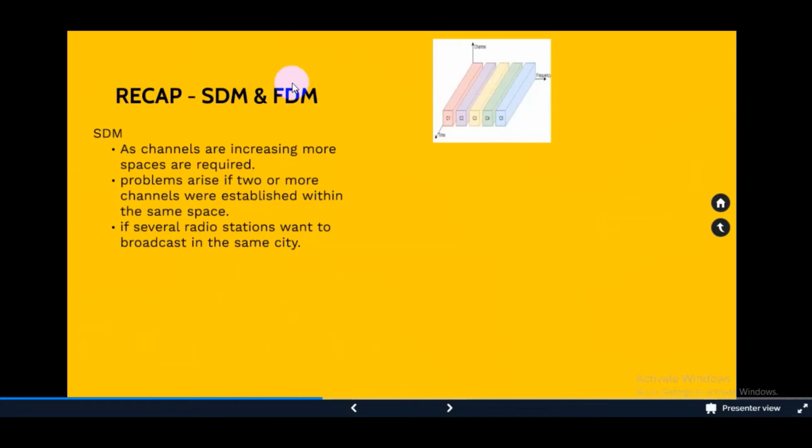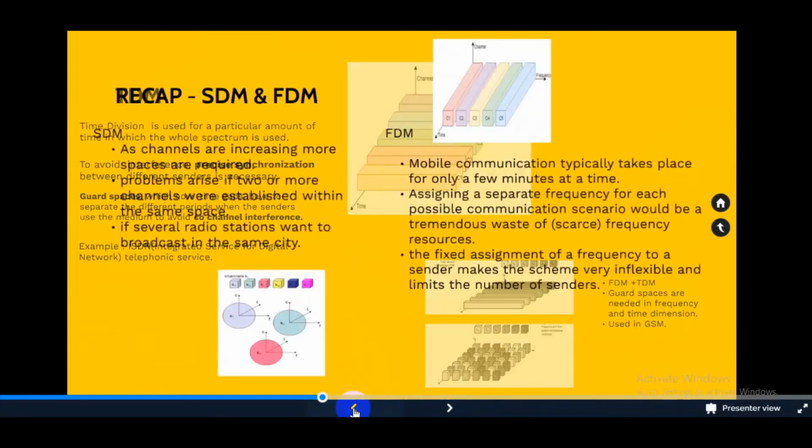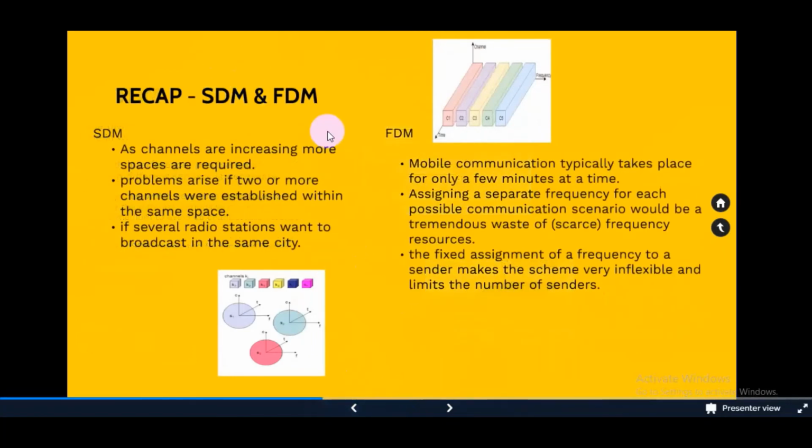The next topic that we would be discussing is time division multiplexing. But before time division multiplexing, a quick recap of the points of SDM and FDM. After a brief discussion of spatial division multiplexing, space division multiplexing, we saw that space has to be allocated for each individual channel. That gives rise to the point that as the number of channels increases, that amount of space is required. This is one of the things to be noted under space division multiplexing.